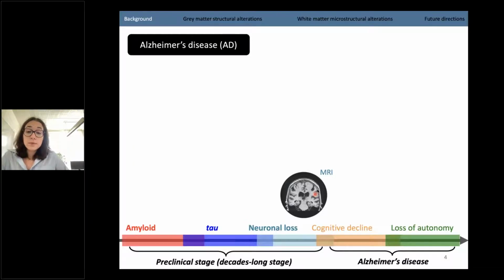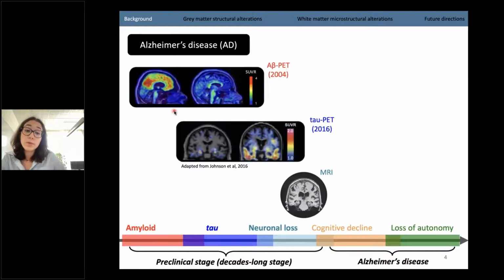So for neuronal loss, we used structural images, T1-weighted MRI. For amyloid and tau, we now have ligands to do positron emission tomography to really know where these proteins are in the brain. Amyloid-beta has been around for a while now, but tau is quite new, and this has been really transformative in the field in recent years.